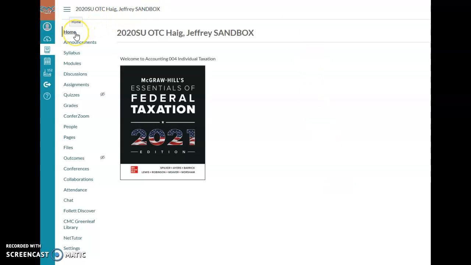As you look at my cursor here, I'm looking at the sections or the tabs that we have in the course. I have the home, the announcements, the syllabus, which I strongly suggest that you print out and keep for your records, the modules, and the way I have the modules broken down is by week and by chapter.